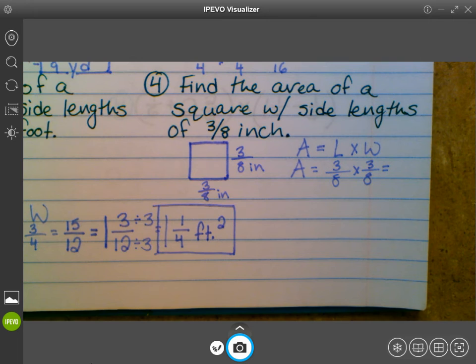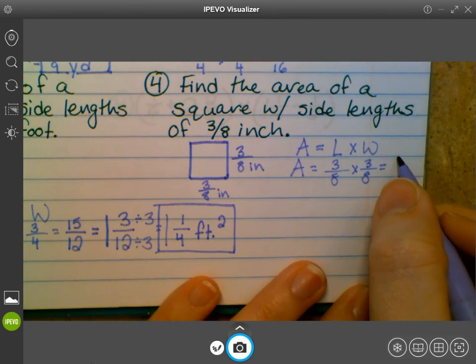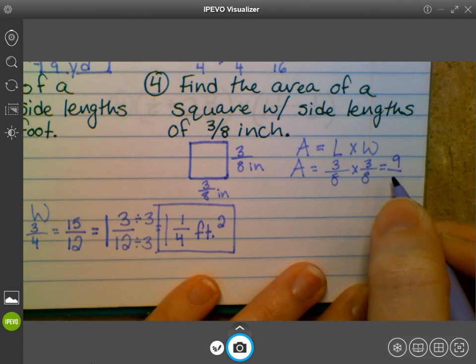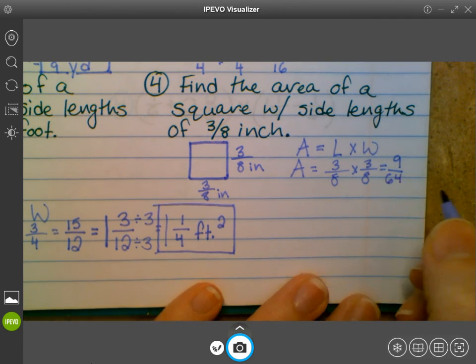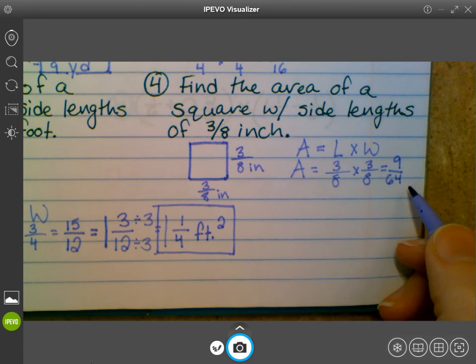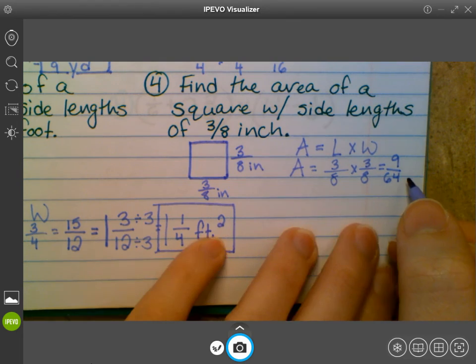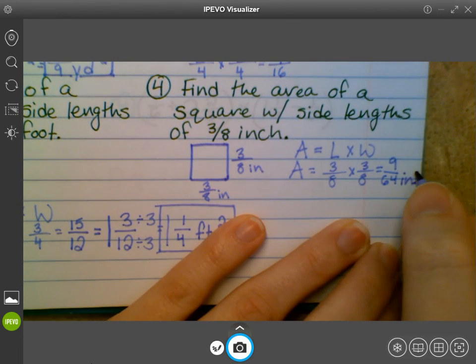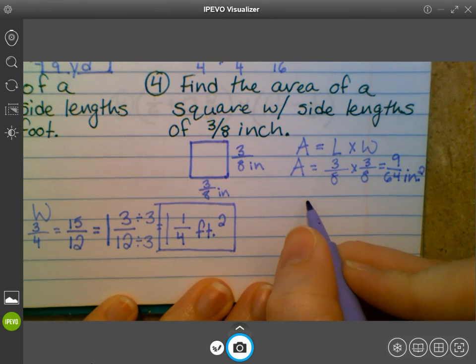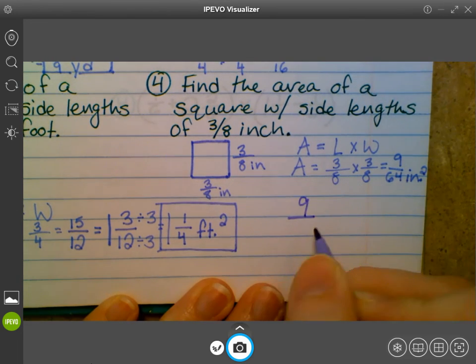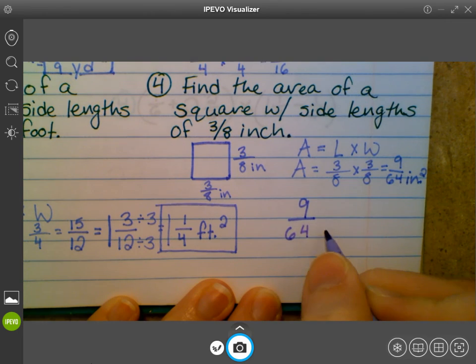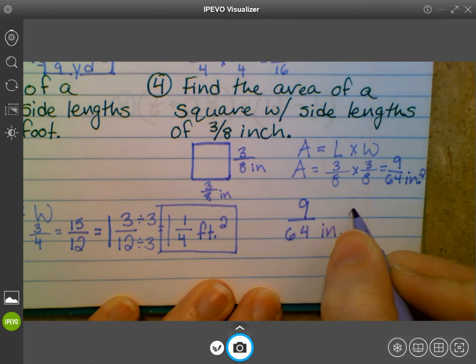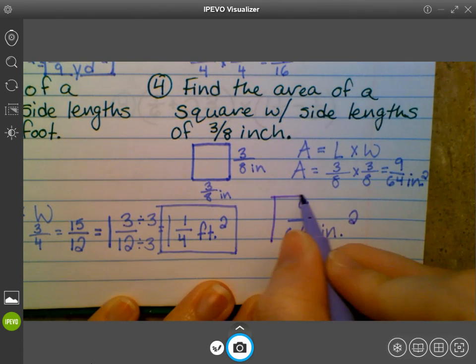9/64 inches squared. Yes. So 3 times 3 is 9. 8 times 8 is 64. Now, is there anything that can go into both 9 and 64? There is not. So 9/64, our unit is inches, and we found the area, so squared. So 9/64 inches squared is our answer.